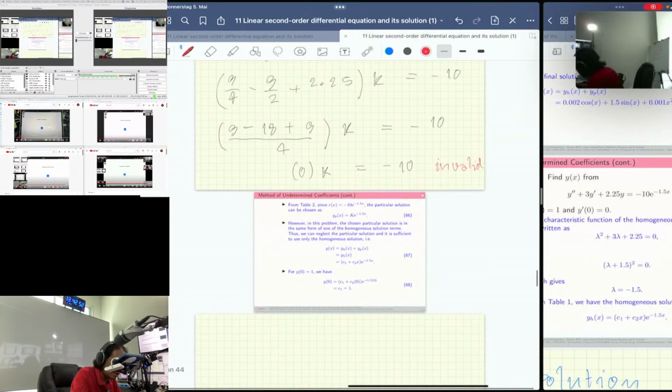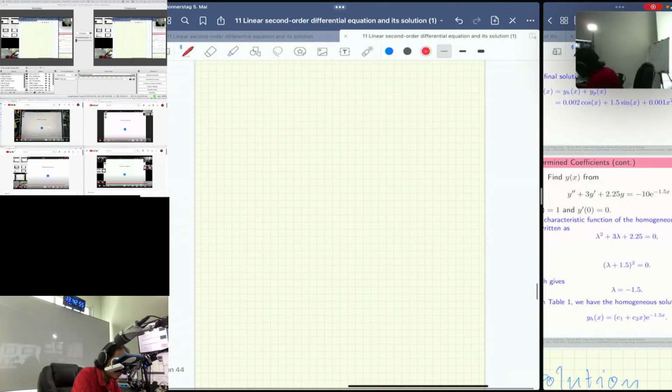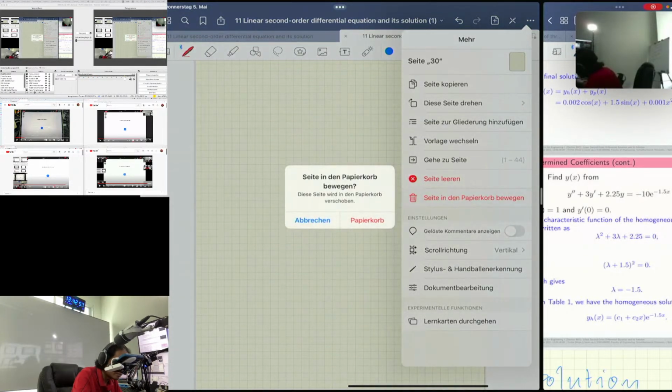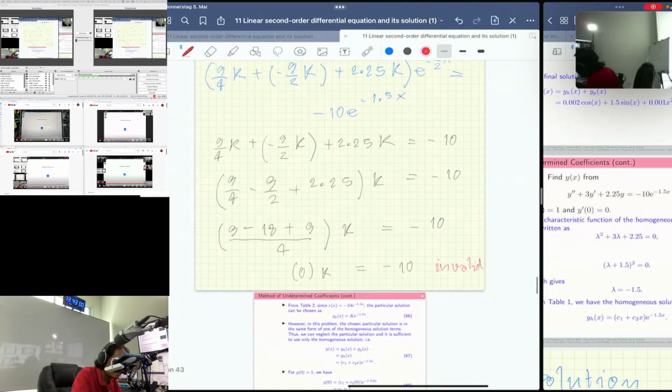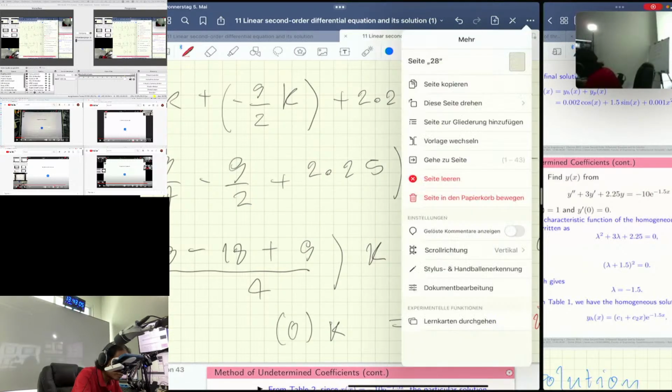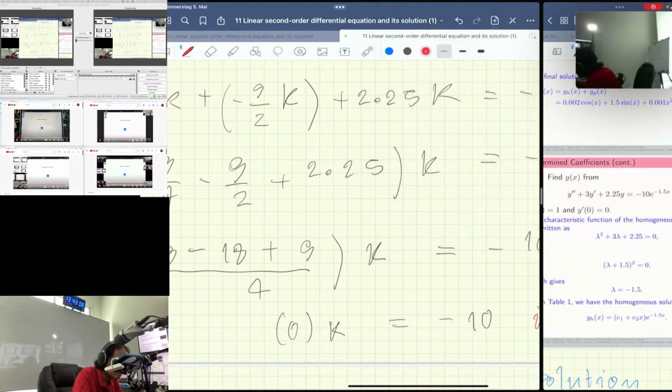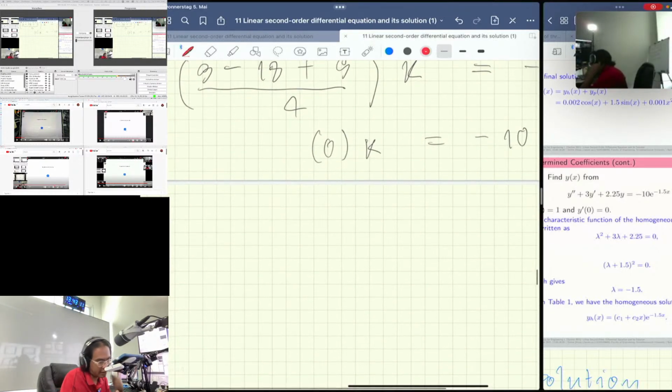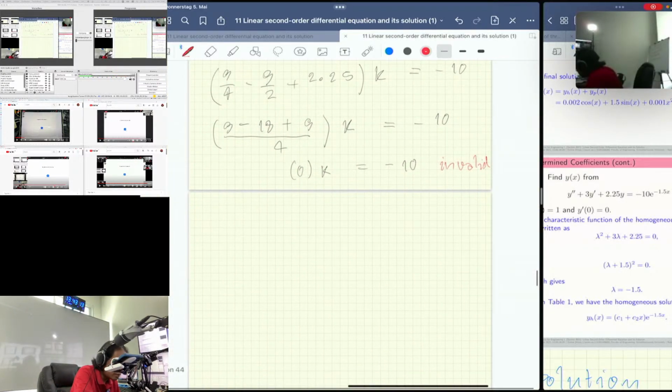You have to increase one more x, and it should be y p x equal to k x squared exponential negative 3 by 2x, like this.